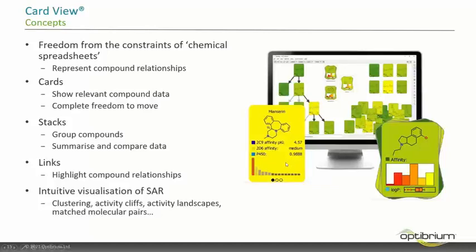We can also think about groups of compounds in terms of stacks. So we can group these compounds up that belong together in some sense, and we can look at the distributions of properties across those different groups. Here you can see a histogram showing the distribution of affinity, and a box plot showing the distribution of log P, and easily compare across these multiple properties in which we're interested.